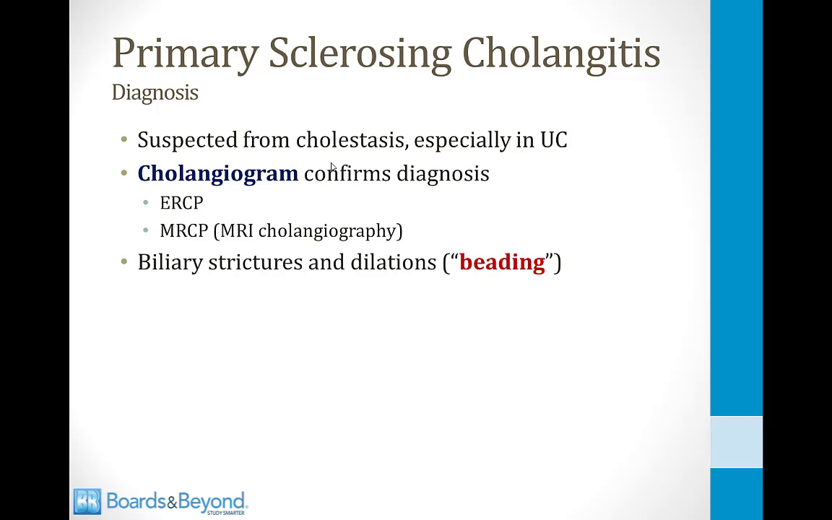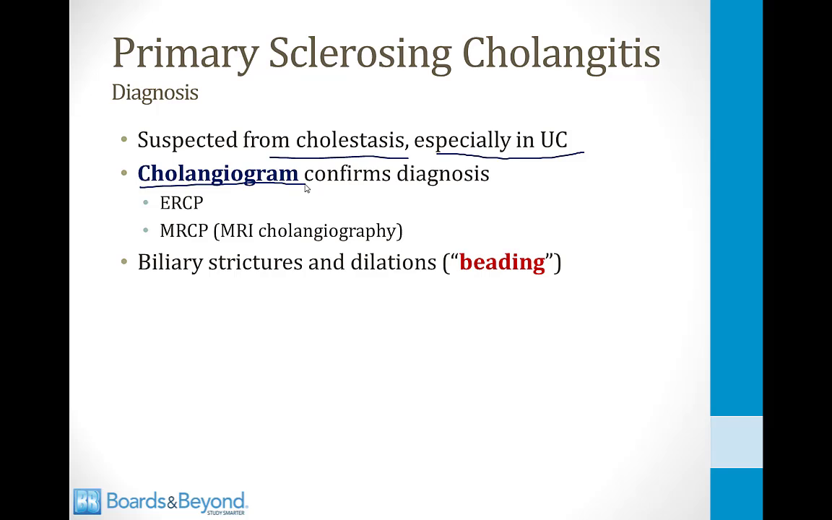So this diagnosis is often suspected in someone who has established ulcerative colitis and then develops cholestasis. So if someone with known ulcerative colitis develops jaundice and a high alkaline phosphatase level, you can suspect that they may have sclerosing cholangitis. To confirm the diagnosis, you need to perform a cholangiogram. This is a picture of the biliary tree, and this will show the strictures from sclerosing cholangitis.